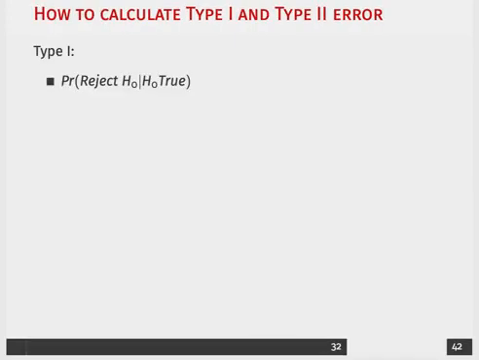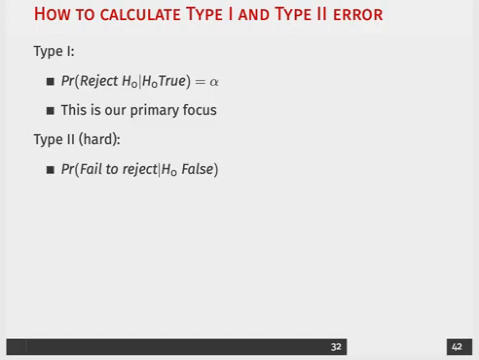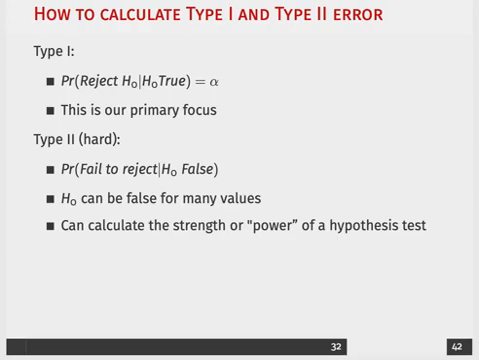So with type 1 error, right, we're estimating the probability that given the null is true, we're rejecting that null. That is going to be represented by our critical value, our alpha. This is our primary focus, right? The harder thing to do is to consider, given that the null hypothesis is false, we fail to reject that, right? Because the null could be false for a bunch of different values.